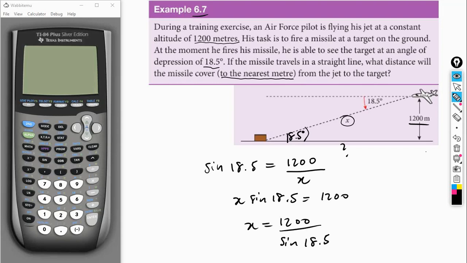So now let's plug this into the calculator. So we go 1,200 divided by sine of 18.5.